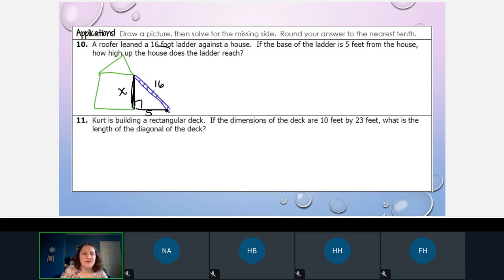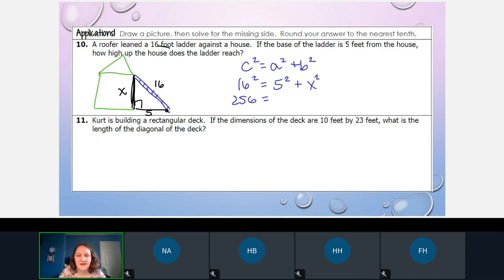So now that you have your picture, just set up your Pythagorean theorem. C squared equals a squared plus b squared. So C is the hypotenuse. We'll make A 5 and B x. And if you had your 5 and your x flip-flopped, not a big deal. Okay, so now 16 squared is 256. 5 squared is 25. Subtract 25 from both sides, 231.